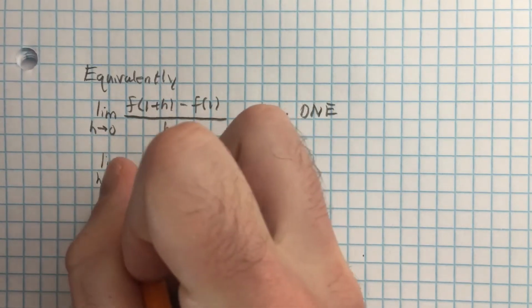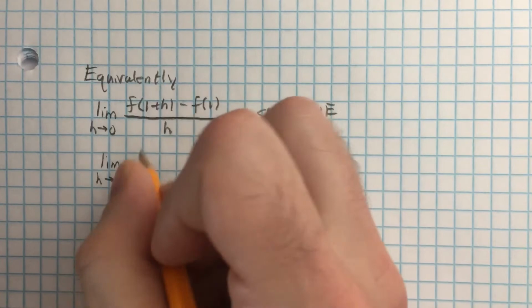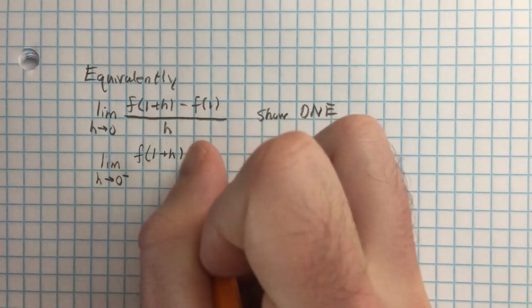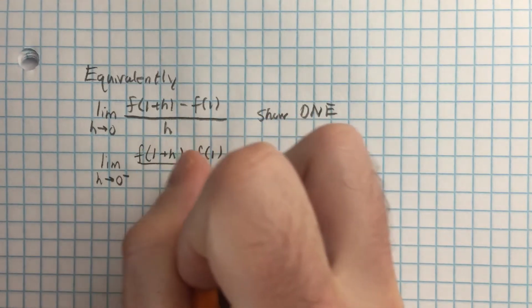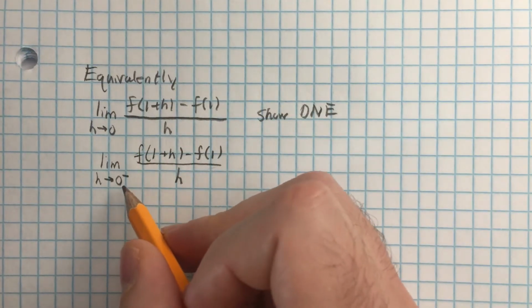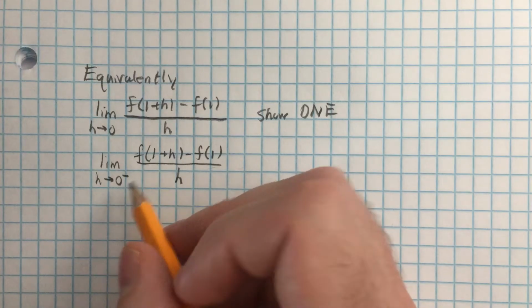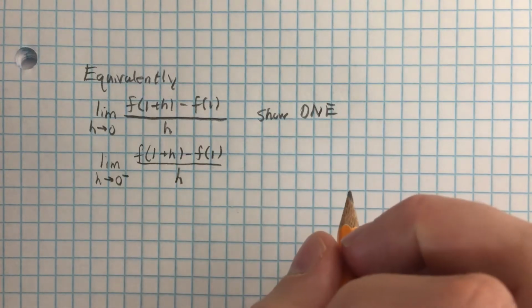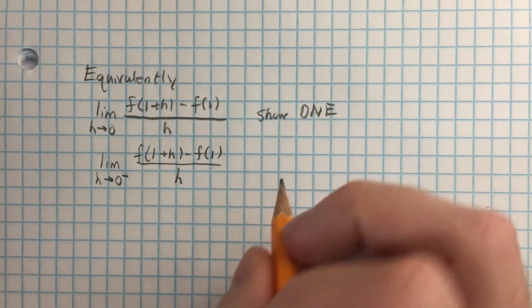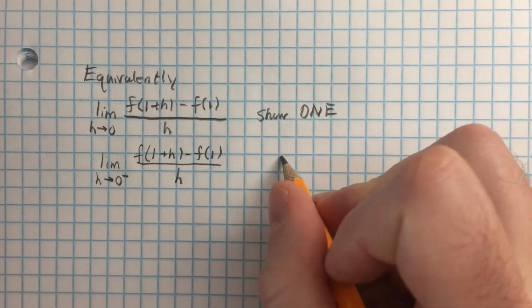So h approaches 0 from the left, firstly perhaps, of this difference quotient, f of 1 plus h minus f of 1 all over h. If h is approaching 0 from the left, then on the curve, we are on the 2 root x function. And this follows from h approaching 0 from the left. Let's just look at this very quickly.